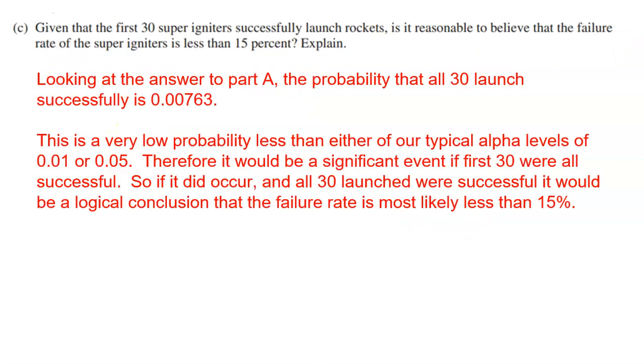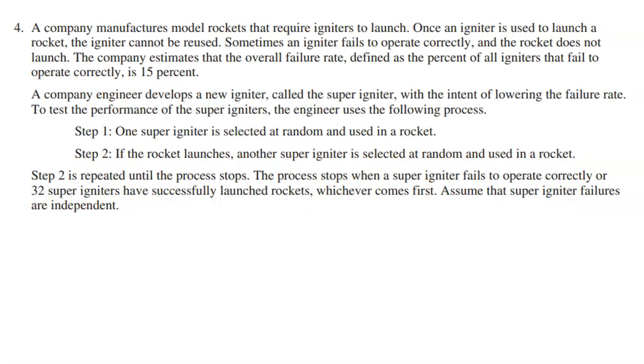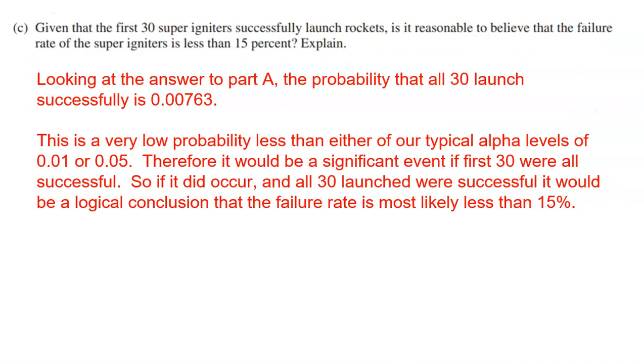All right, now for the third and final question. Given that the first 30 super igniters successfully launched, is it reasonable to believe that the failure rate of the super igniters is less than 15%? So go back and take a look at the problem if you need to. The whole point was hoping that these new super igniters, there was an intent to lower the failure rate. 15% was the old igniter. This is the new super igniter that for part A and part B, we were assuming was the same, 15%, 85%. But now we're saying, okay, if 30 launched all in a row successfully, would that be reasonable for us to now believe that the new super igniter is less than 15%?